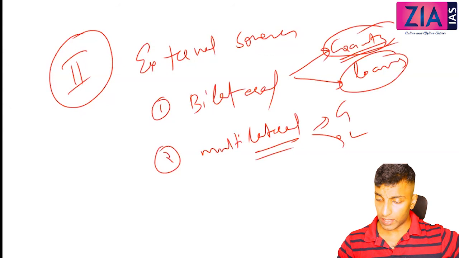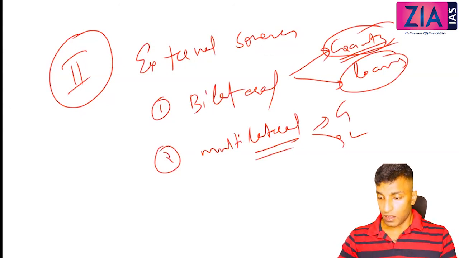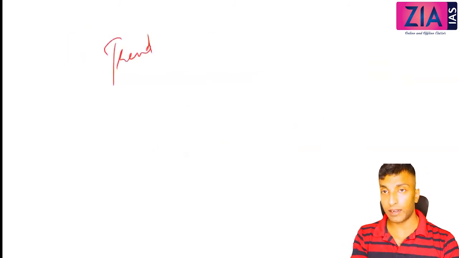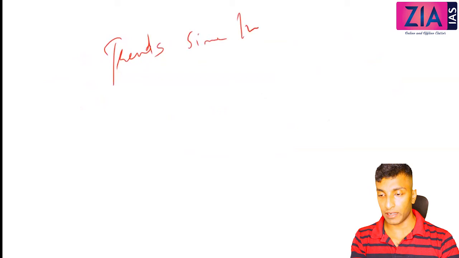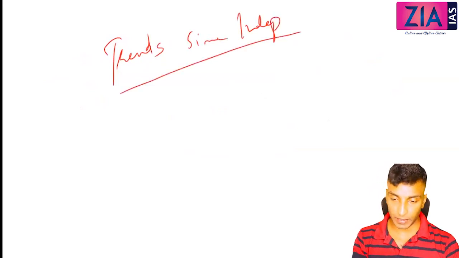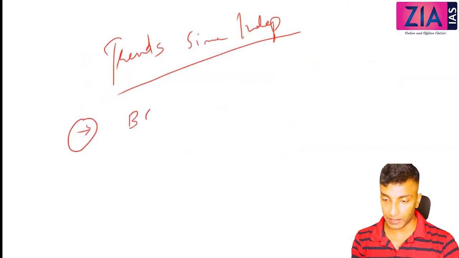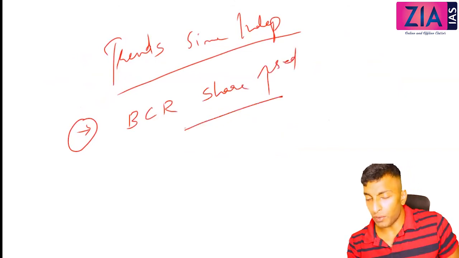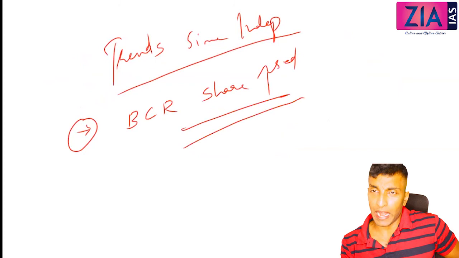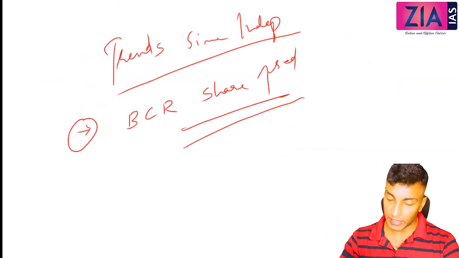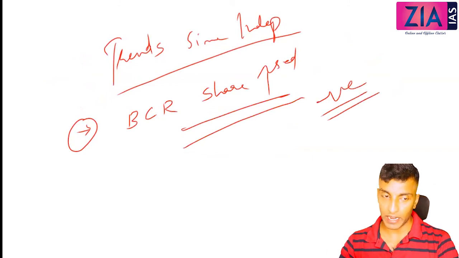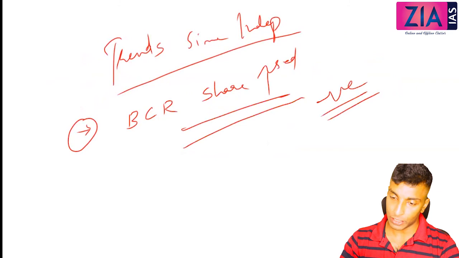Okay, now you can just write one point there: trends since independence. First point, write faster please, I have a class now. BCR share increased, but this is not that important now. That means revenue available for planned expenditure has actually increased. So BCR actually increased significantly. Earlier it was negative. After paying the non-plan expenditure, nothing was there. So it has actually increased.